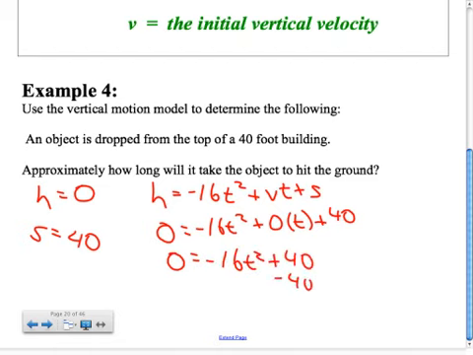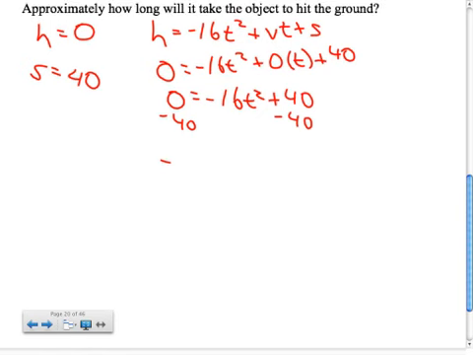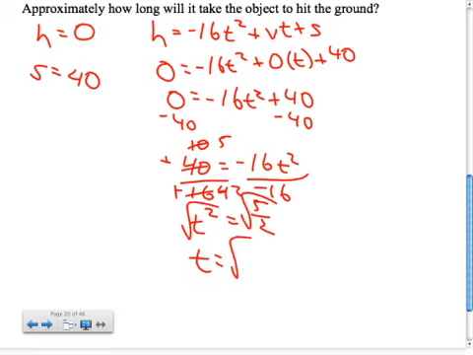So I subtract 40 from both sides. Let me extend the page a little bit. Whoops, a little bit too far. So I have negative 40 equals negative 16t squared. Divide both sides by negative 16. And so I end up at t squared equals, well, the negatives are going to cancel. 4 goes into both of these. 4 goes into 40 10 times. 4 goes into 16 4 times. 2 goes into both of those, 5 and 2. So I have 5 over 2, square root. So t equals the square root of 5 over 2.